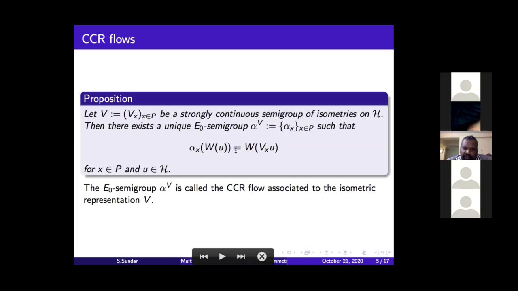Because the Weyl operators generate the von Neumann algebra B of Γ(H), the uniqueness is clear. There can be only one such E0 semigroup. Existence is also not very difficult, but I am not going to discuss that. So for every isometric representation, you get an E0 semigroup, which is called the CCR flow. And this E0 semigroup is called the CCR flow associated to the isometric representation V.